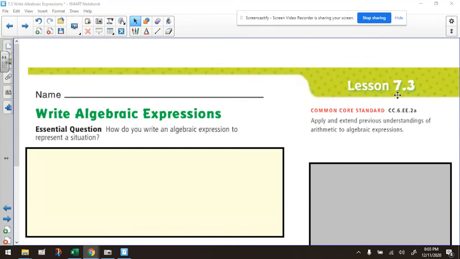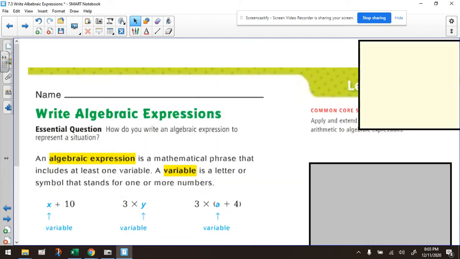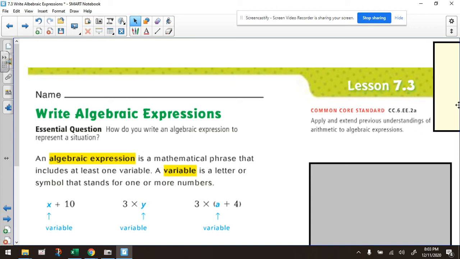We're taking a look at lesson 7.3, which is on write algebraic expressions. Our essential question is, how do you write an algebraic expression to represent a situation? So let's take a look at what do we mean by algebraic expression and what is it?